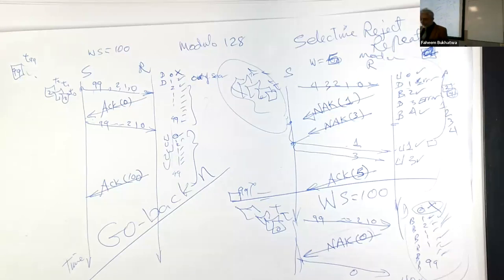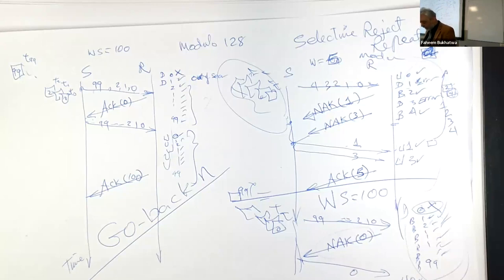Out of sequence: if I was waiting for frame 0 and I got 1, then frame 0 is lost. So I say, where is 0? I send it to you. So it could be out of sequence.